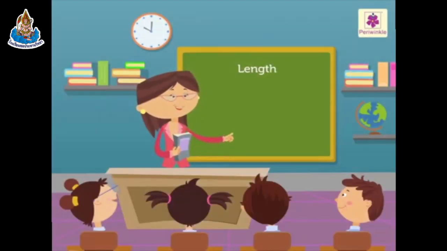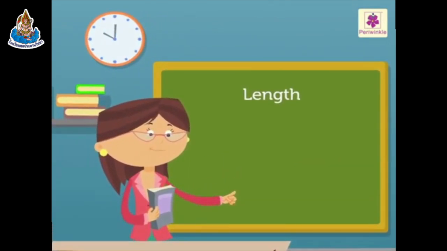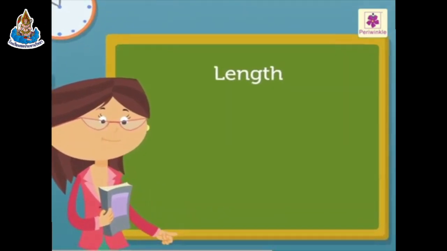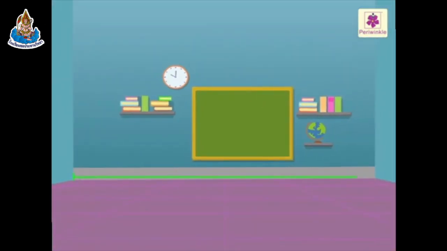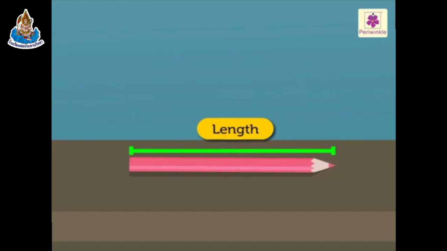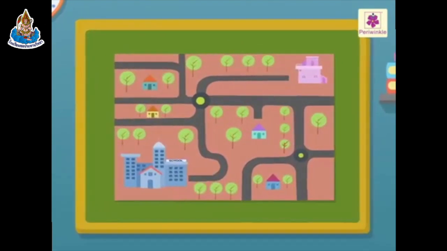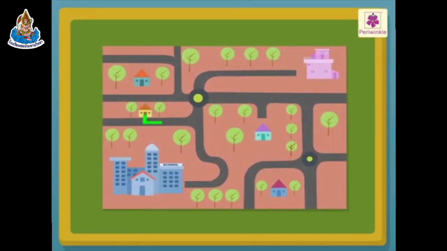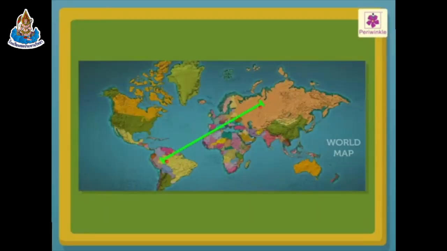Let's understand what length is and how to measure it. The word length is used to measure how long an object is. For example, length of the classroom floor, length of the blackboard, length of a pencil, etc. It is also used to measure distances. For example, distance from your home to school, distance between two cities or countries.